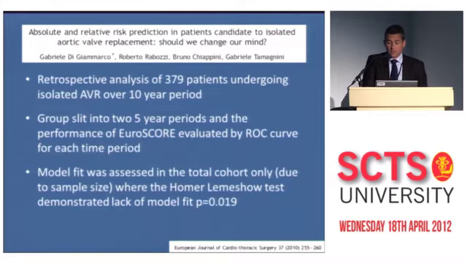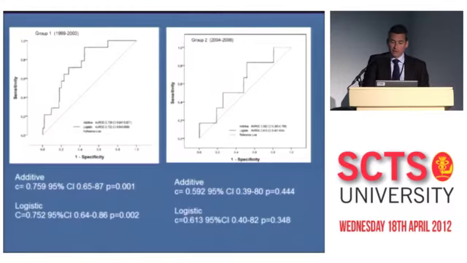And the interesting thing from this paper was the fact that although the model fit for the total cohort wasn't very good, in the first 5 years we can see that the model actually worked quite well. And it's only in the more contemporary 5 years that we have lost model fit, and you can see that the C statistic for patients undergoing isolated aortic valve was over 0.7, which is the C statistic which we commonly accept to be useful, and in contemporary data it's now dropped down to 0.5.